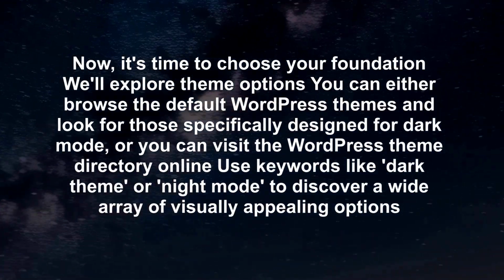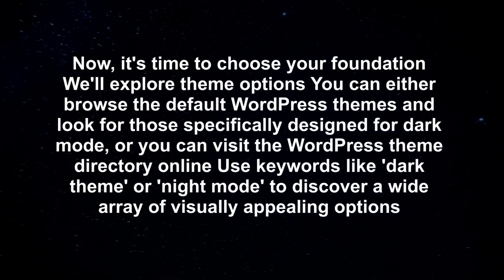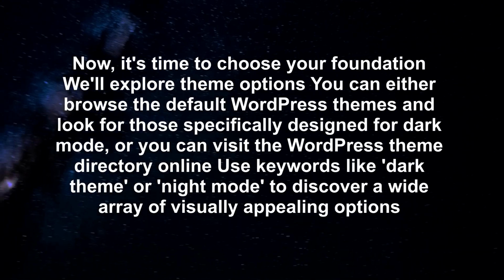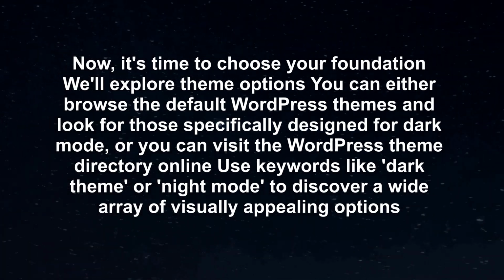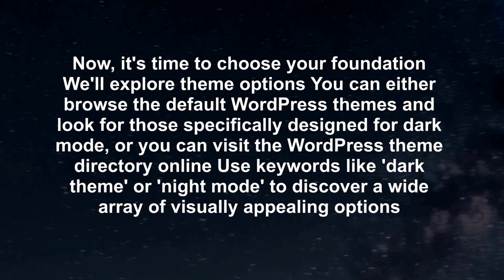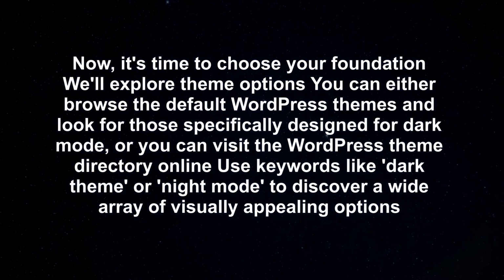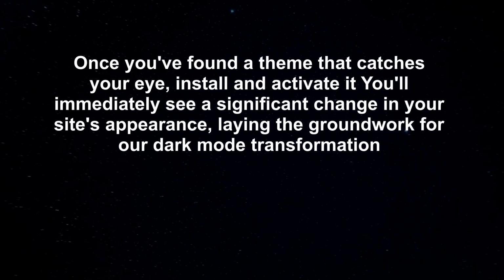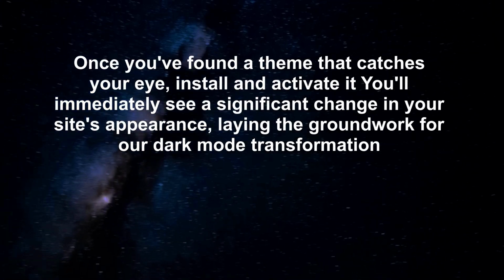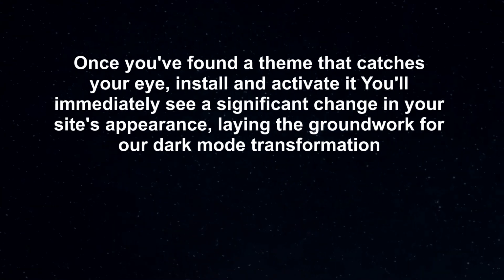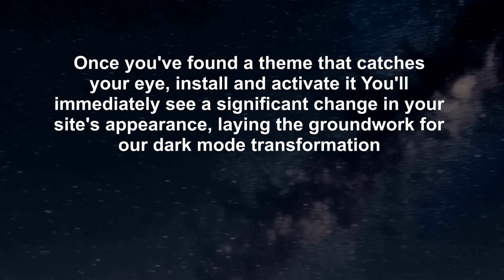Now, it's time to choose your foundation. We'll explore theme options. You can either browse the default WordPress themes and look for those specifically designed for dark mode. Or you can visit the WordPress theme directory online, use keywords like dark theme or night mode to discover a wide array of visually appealing options. Once you've found a theme that catches your eye, install and activate it. You'll immediately see a significant change in your site's appearance, laying the groundwork for our dark mode transformation.